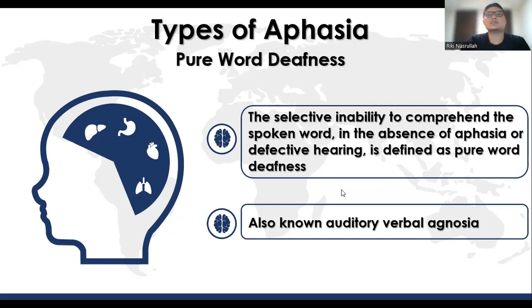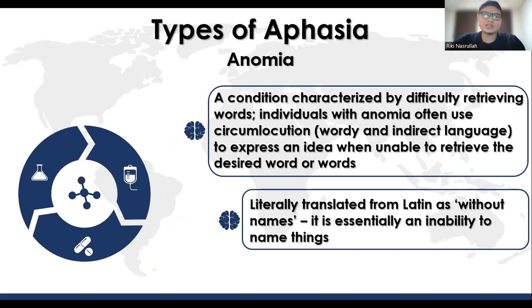Anomia is a condition characterized by difficulties retrieving words. Okay, and this is anomia. So individuals with anomia often use circumlocution. Circumlocution is using indirect language to express an idea when they cannot retrieve the desired words. This is a lexical access problem.